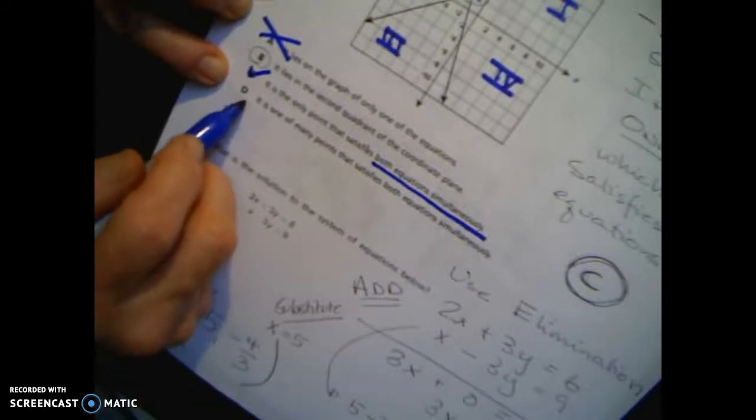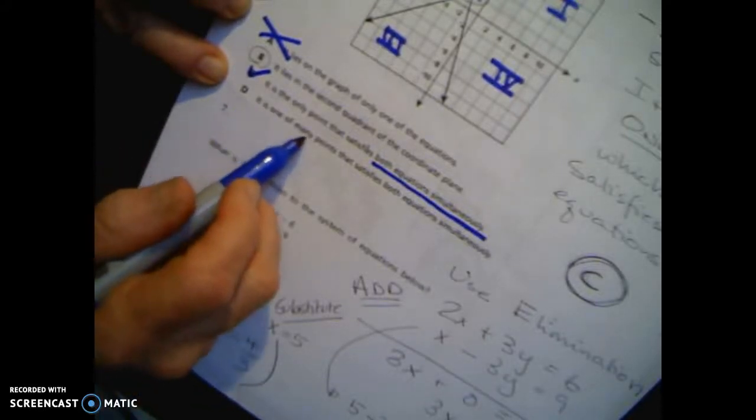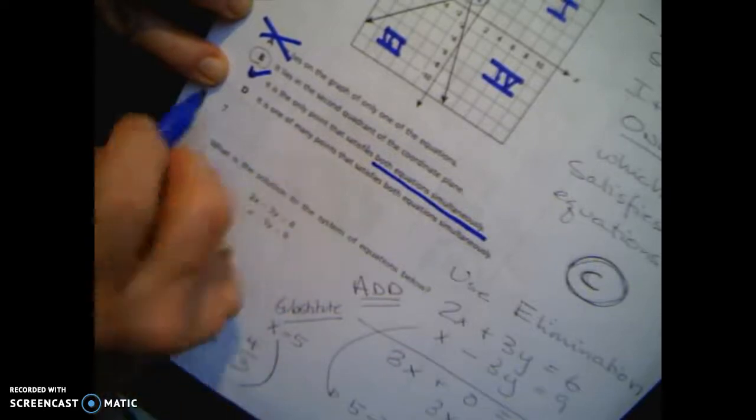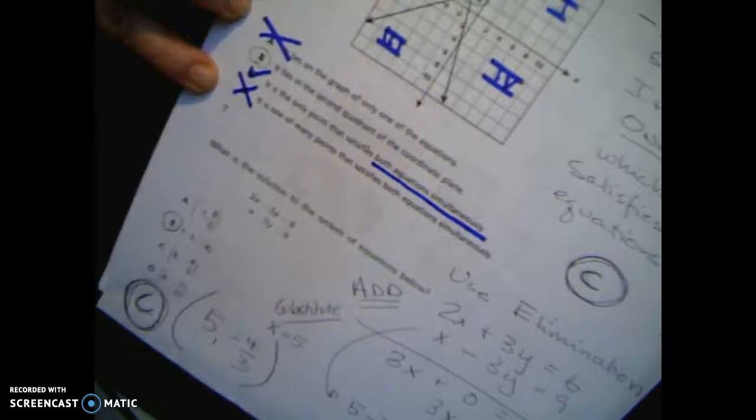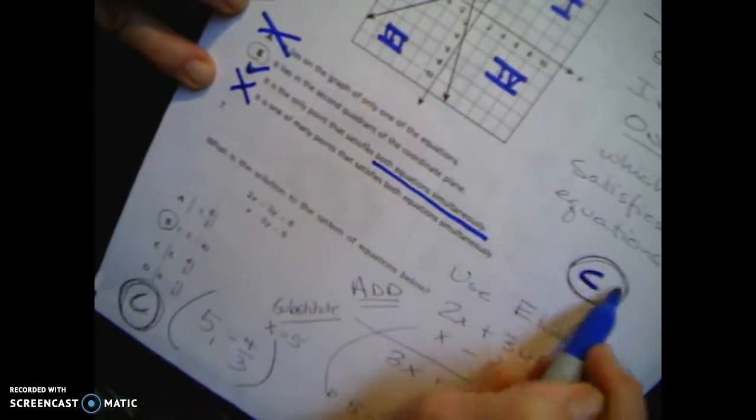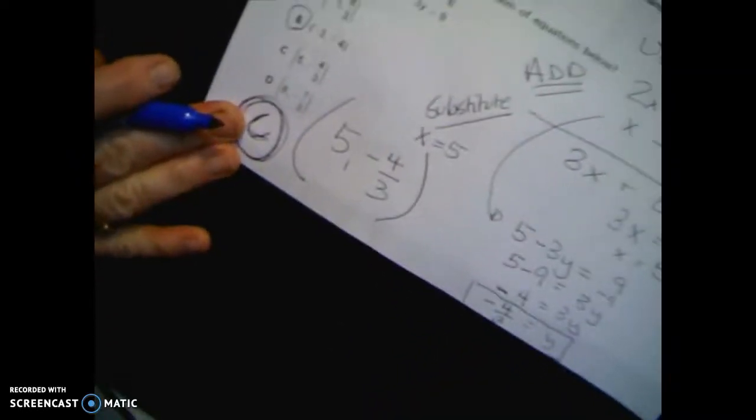Let me just double check D. It is one of the many points that satisfies. No, that's not true because there's only one point that satisfies both equations. The correct answer is C. Moving along to 7. We're halfway through.